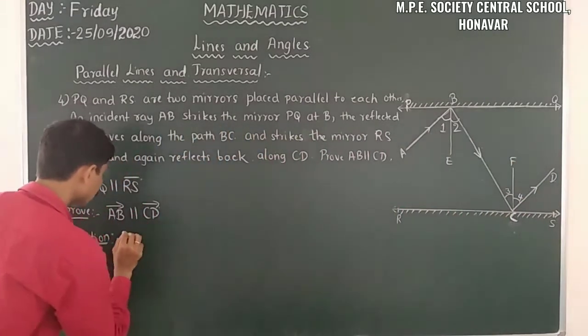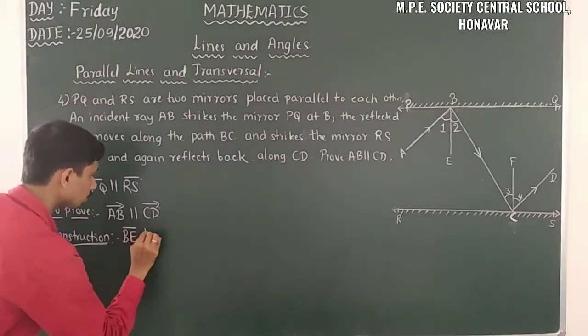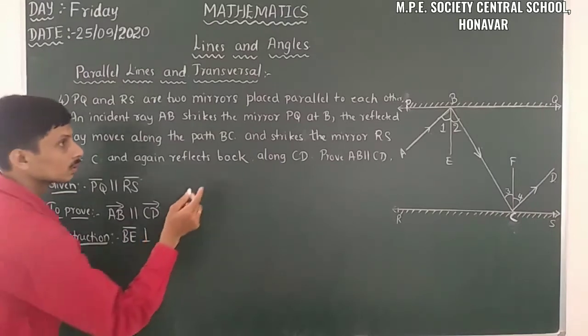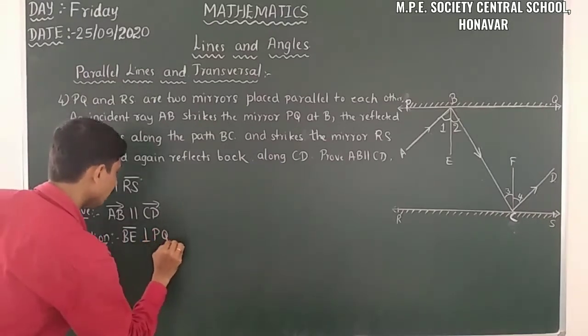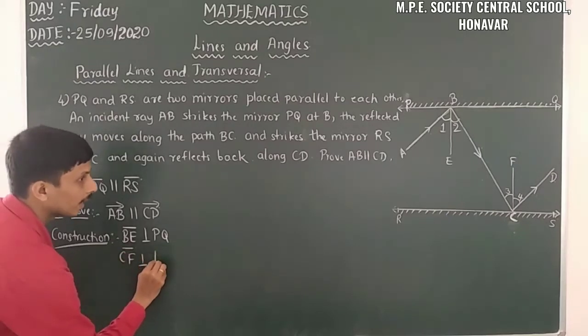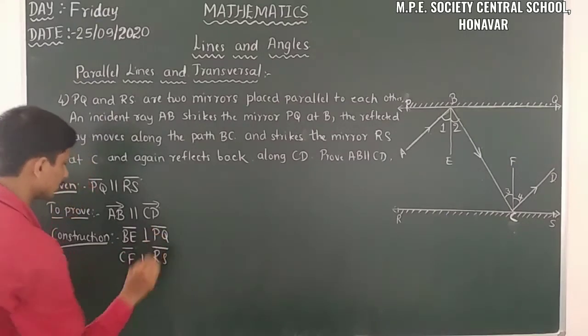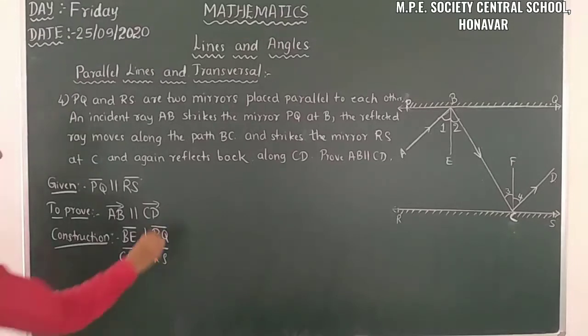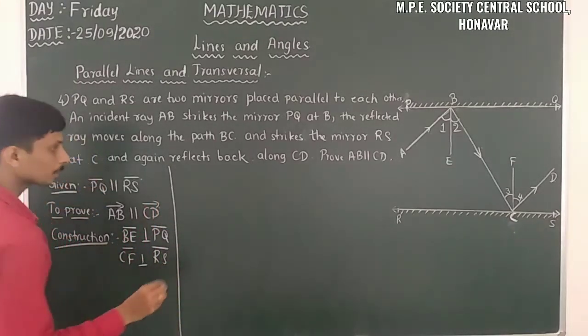BE is perpendicular to PQ and CF is perpendicular to RS. So we have to take the construction, then we have to take the proof.